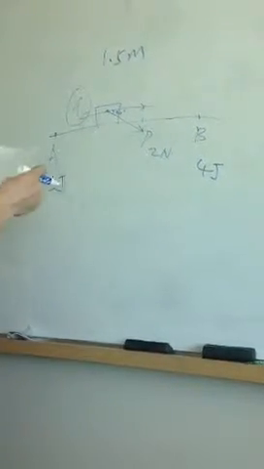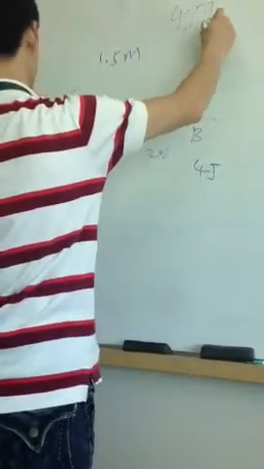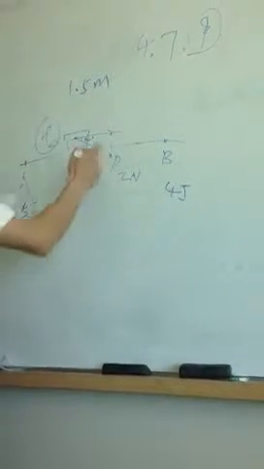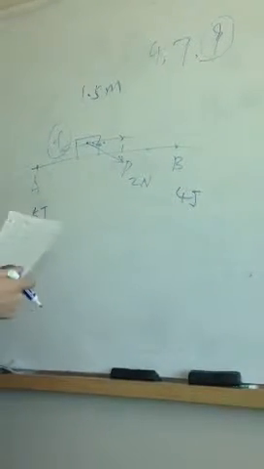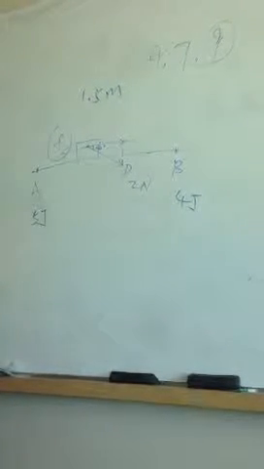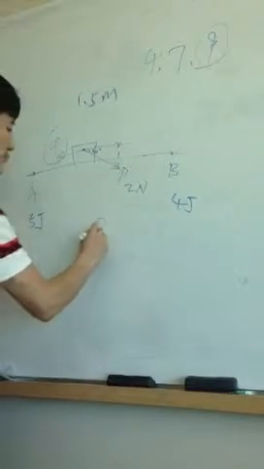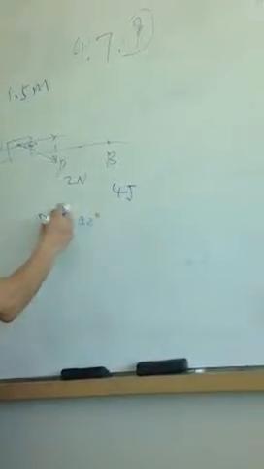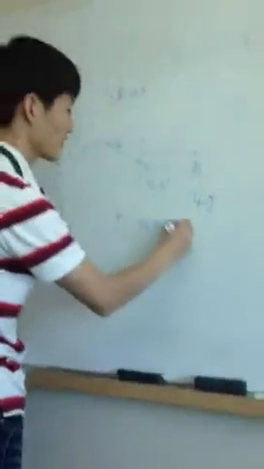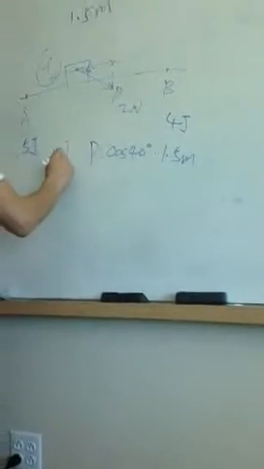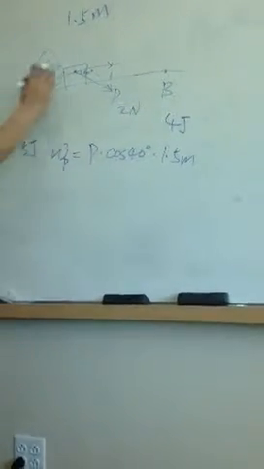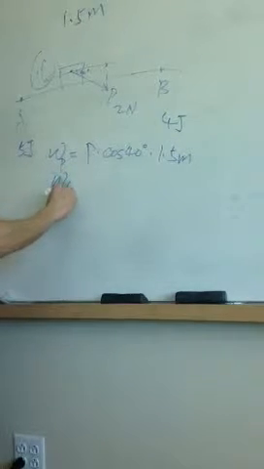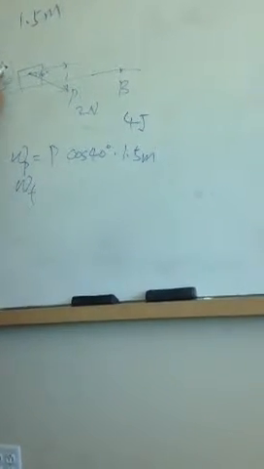It's the same as 4 and 7. This question is the same. Analyze the energy. How much work is done by the force? It should be the force times cosine 40 degree times the distance, which is 1.5 meter, right? That's the work done by this force, and plus the work done by this force.